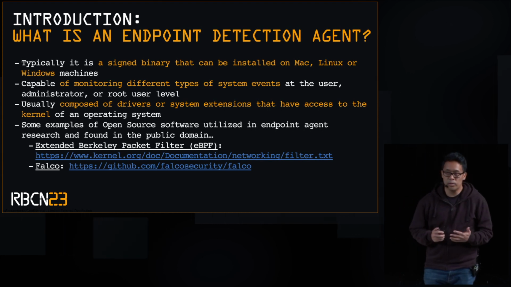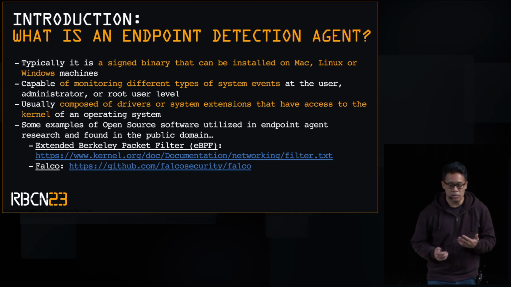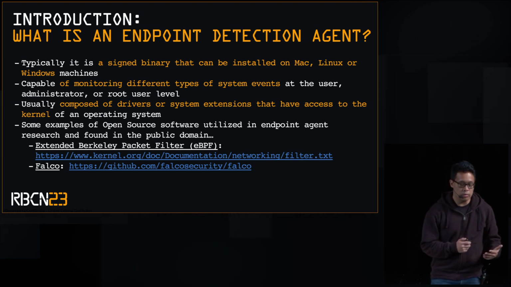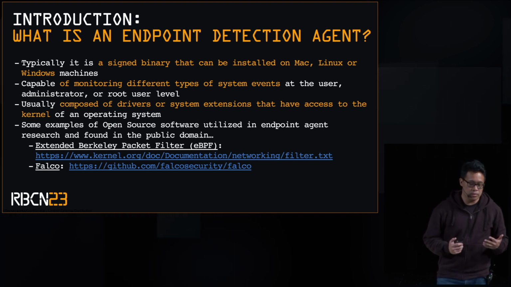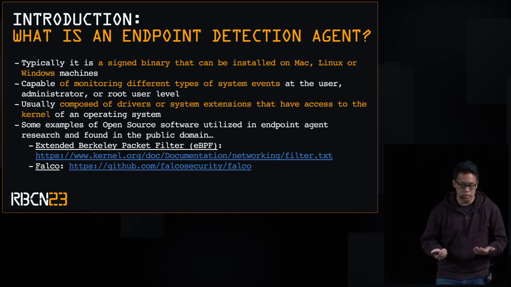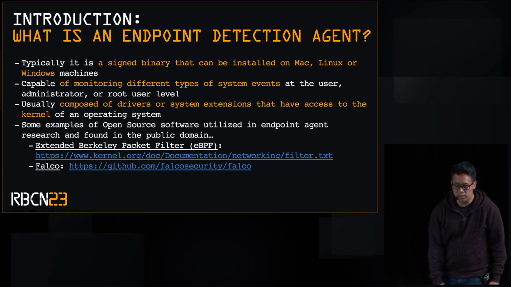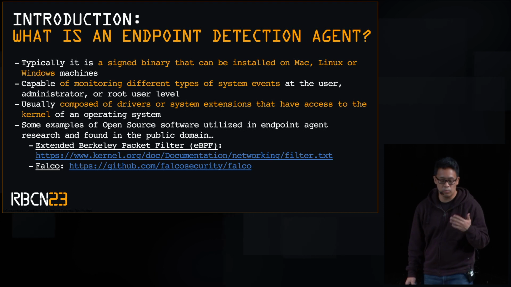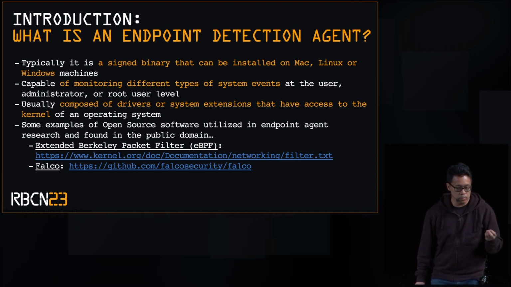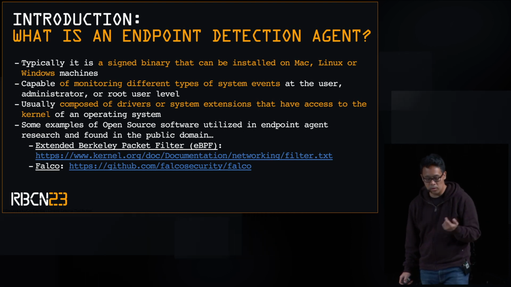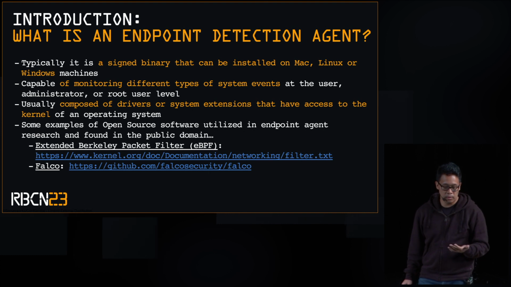So what is an endpoint detection agent? Typically, it is a static binary that can be installed on Mac, Linux, and Windows machines. It's capable of monitoring different types of system events at the user, administrator, and root user level, usually composed of drivers or system extensions that have access to the kernel space or the user space as well. Some examples in the open source community are the extended Berkeley Packet Filter, also called eBPF, and Falco.